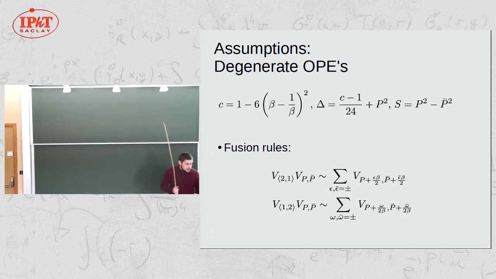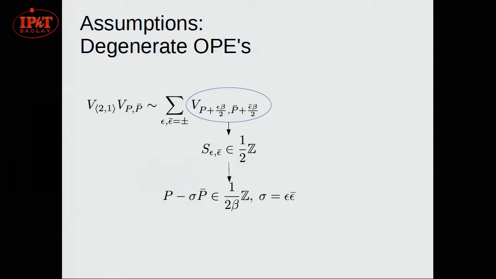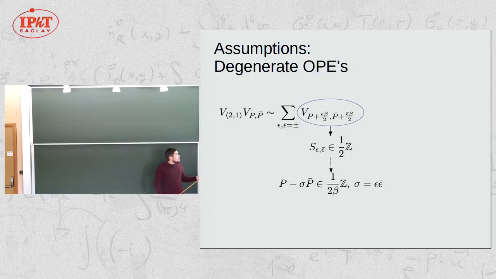So we need to see of these 4 terms which ones we can retain, and so let me take the OPE with the first degenerate fields. We have the 4 terms here, but we need to ask that each of these satisfy the half integer spin constraint. If we compute the spins of the fields on this side, we find that this constraint will only be satisfied provided we have P minus sigma P bar belonging to this set, 1 over 2 beta times an integer, where the parameter sigma is now the product of the 2 parameters involved in this sum.